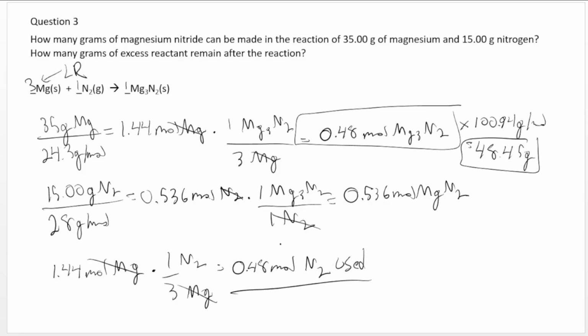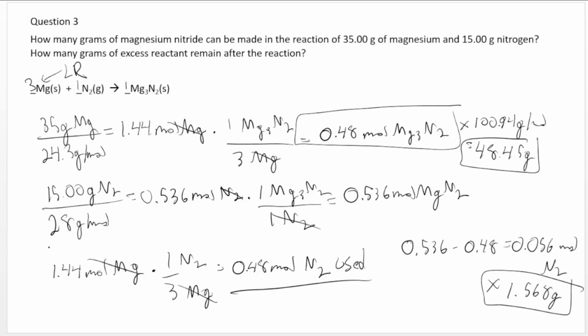We're going to take the amount used and subtract it from the amount that we started out with, which was 0.536 minus 0.48, which equals 0.056 moles of N2. We're going to multiply that by the molar mass of N2, which is 28, and we get 1.568 grams left over. Okay, we should be getting pretty good at this by now.